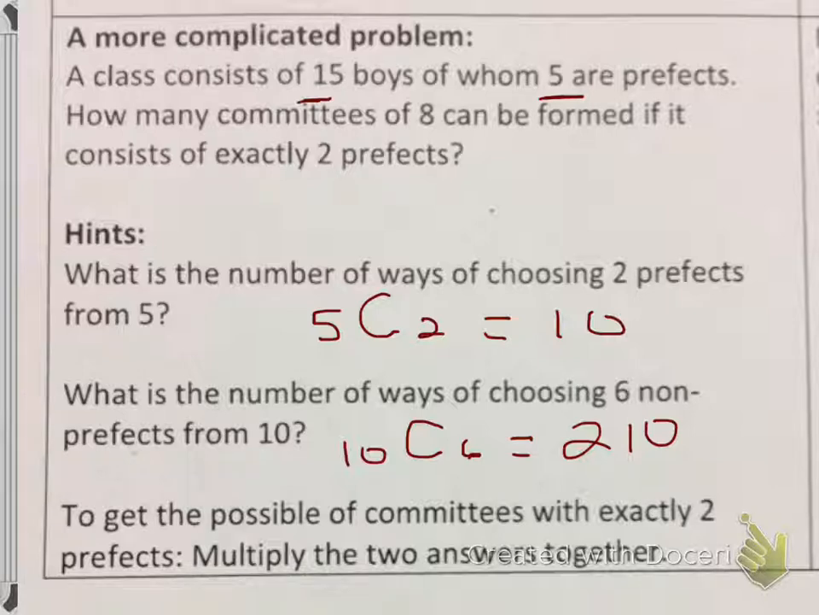Then the last step on this would be to get the possible outcomes of the committee that has exactly 2 prefects. We would multiply those 2 answers together. So 10 times 210, which gives me 2,100. So my answer for that problem would be 2,100.